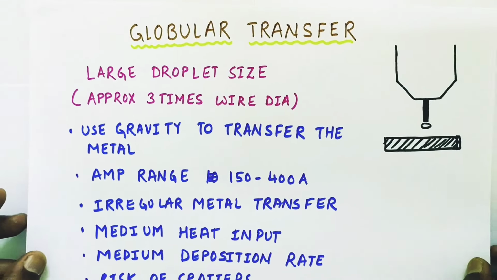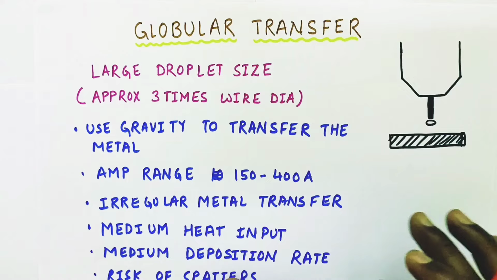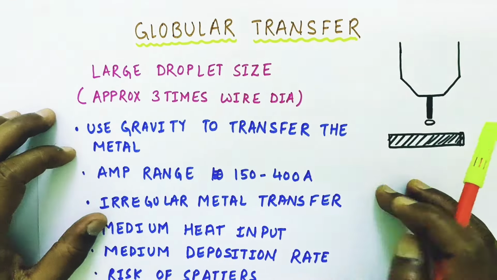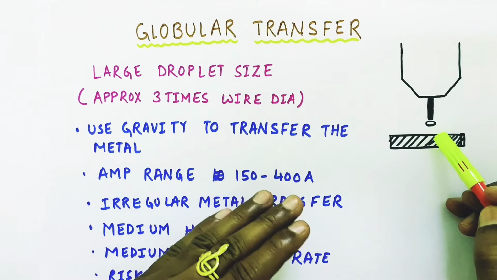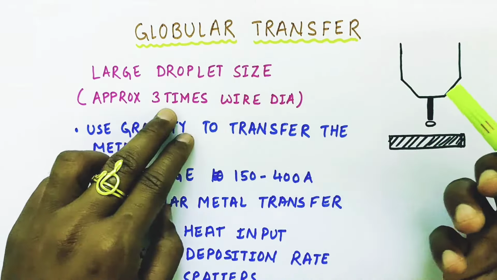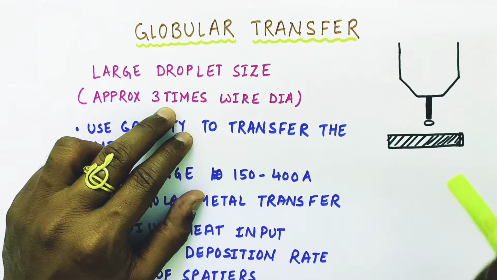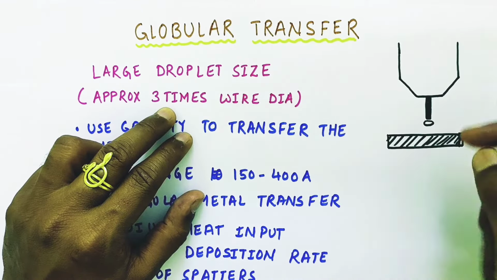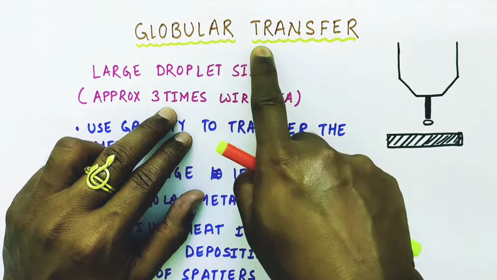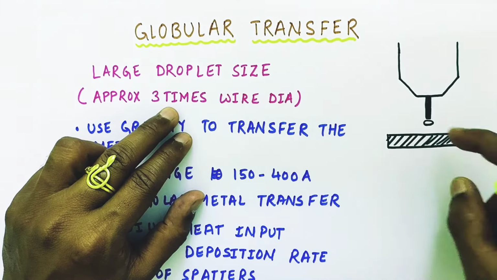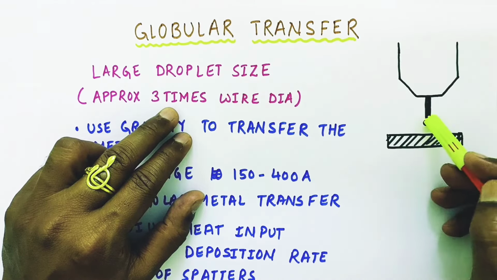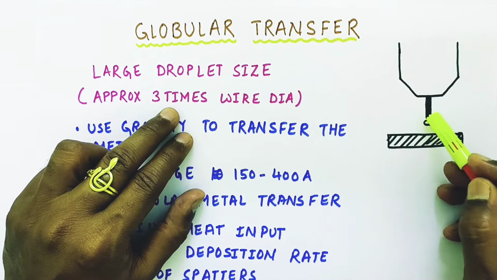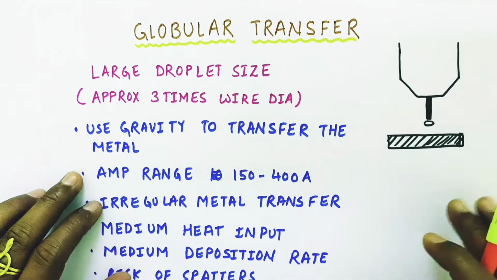Now you have globular transfer. This one is the last mode of transfer in MIG welding. Here the transfer takes place in the form of droplets, but the droplet size is big. It is almost 3 times the wire diameter. In spray transfer, the droplet size was very much less than the diameter of the filler wire. But in globular transfer, the droplet diameter is approximately 2 to 3 times the diameter of the electrode. So big droplets get detached from the filler wire and travel to the workpiece.